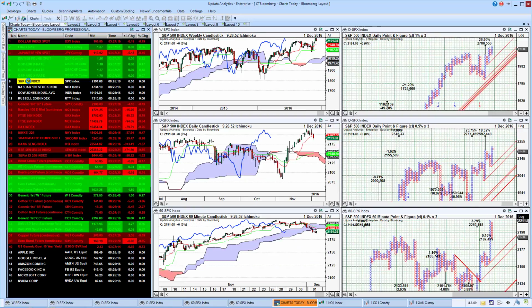Then we take a look at markets. Looking at the US stock market first of all, we failed to hold the 2200 level last night.